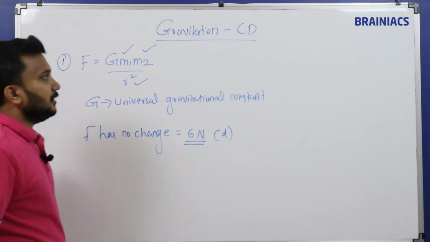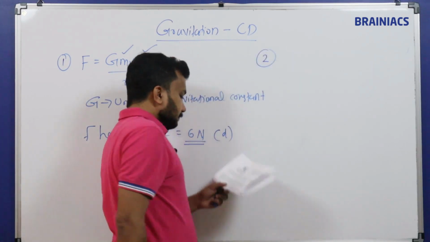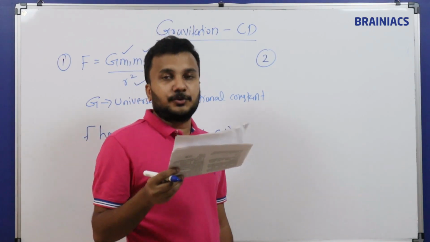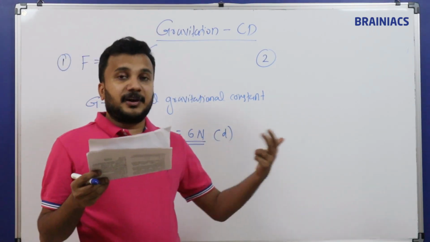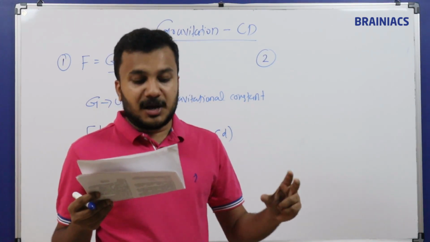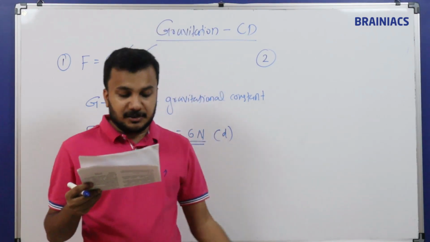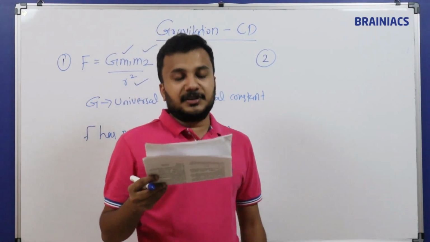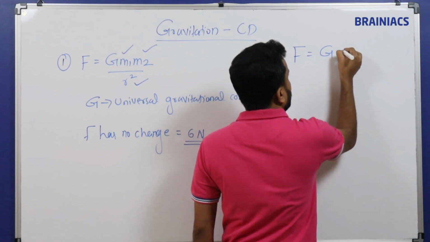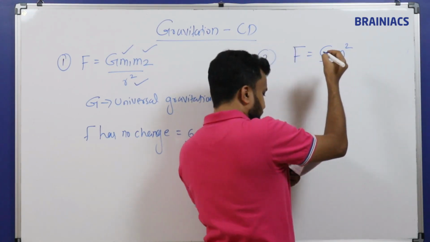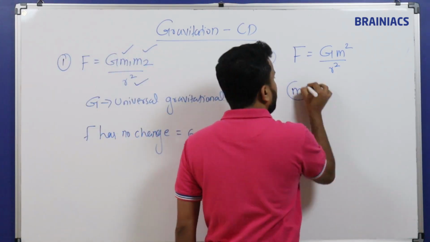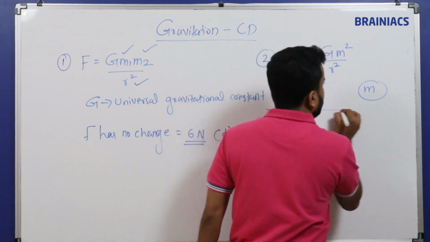Okay, so let's move to the next question, the second question. Two bodies having masses m each are placed at a distance r, and the gravitational force between them is F. If 25%, which means 1/4, of the mass of one body is transferred to the second body and the separation becomes half, then what is the gravitational force between them? In the first case, F is equal to G m square by, the distance between them is r, so r square. In the second case, we'll see what happens.